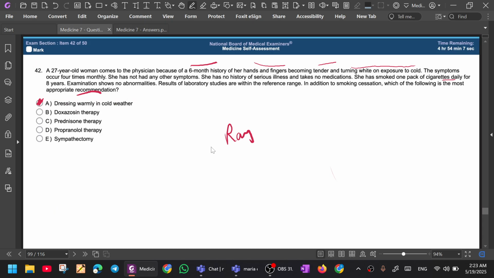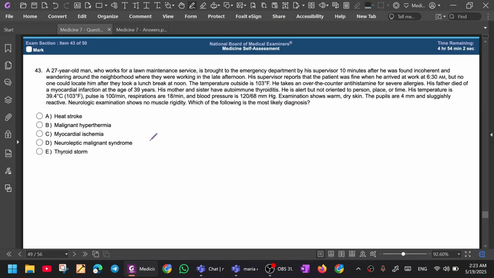Okay. Next, diagnosis. A 27-year-old man who works in lawn maintenance service is brought to the emergency department by his supervisor 10 minutes after he was found incoherent and wandering around the neighborhood where they were working in the late afternoon. The supervisor reports that the patient was fine when they arrived at work at 6 in the morning, but no one could locate him after they took a lunch break at noon. Temperature is high. He takes over-the-counter antihistamine for allergies. Father died of MI at 39. Mother and sister have autoimmune thyroiditis.